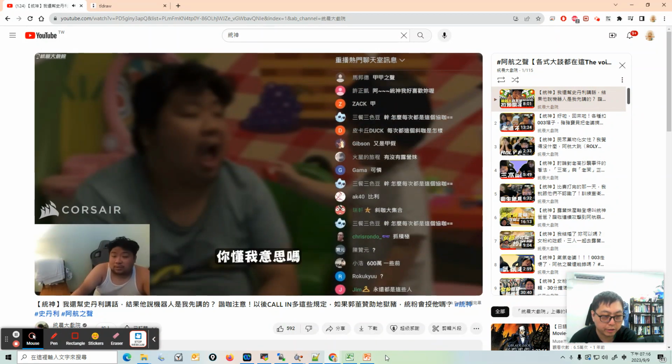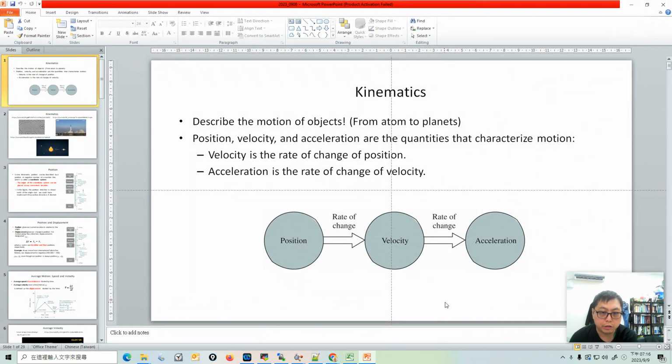Today in this video we are going to talk about kinematics. In general physics, they all start with kinematics. And what does kinematics mean? It means describing the motion of objects. So actually, it's very useful. Because of kinematics, it can describe motion from atoms to planets. It can cross a lot of scales, from very small to very large. Kinematics is always valid.